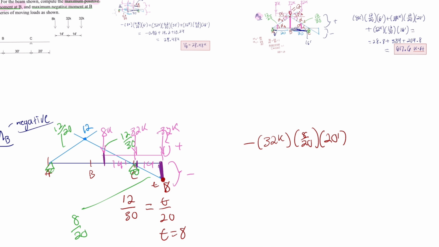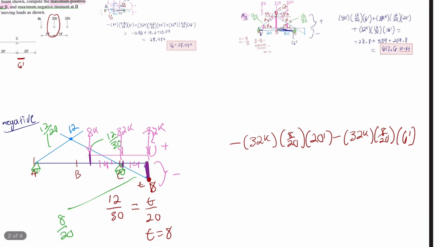And we know that since this distance is 14 and this whole distance is 20, the second load will be 6 feet from this part. So we now do the other one. So we do minus 32 kips times the slope, which is 8 over 20, times the distance we just figured out was 6 feet. And then for the third load, this would be in the positive section.